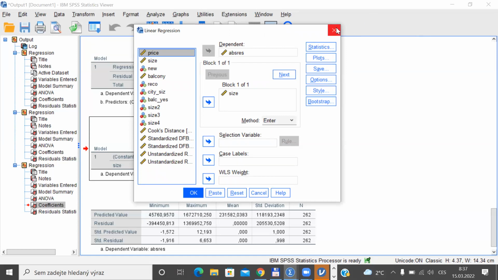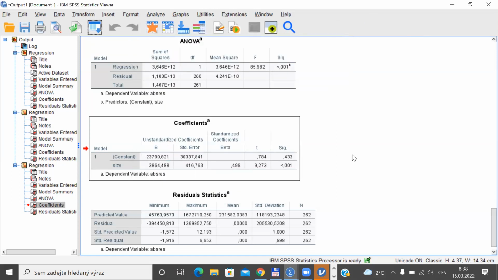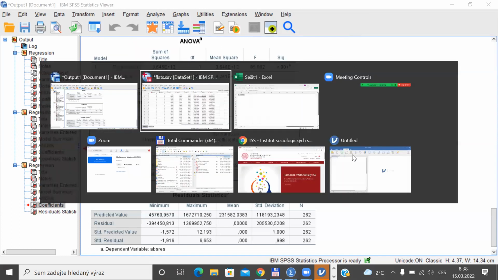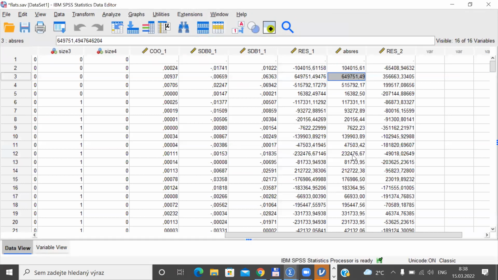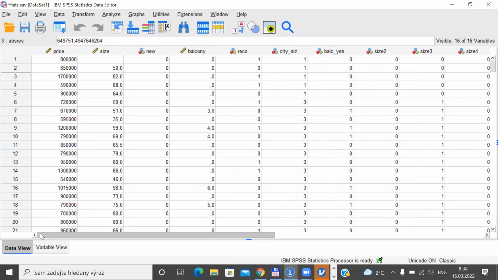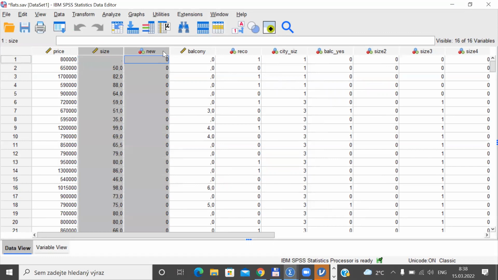So here it is. And the last step for the SPSS introduction into regression diagnostics would be to find whether there is some multicollinearity. So it means some strong relationship among predictors. So for simplicity, I would take 3 predictors: first of all size, whether the flat is new or not, and the size of the balcony. So these 3 predictors will be included into my regression model.